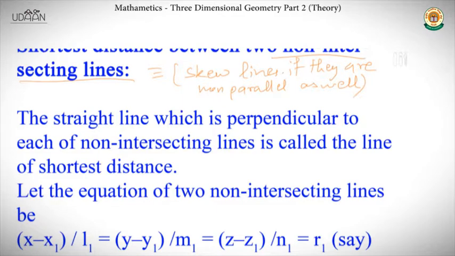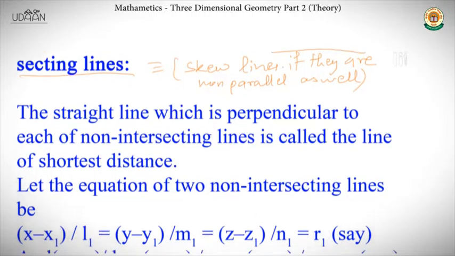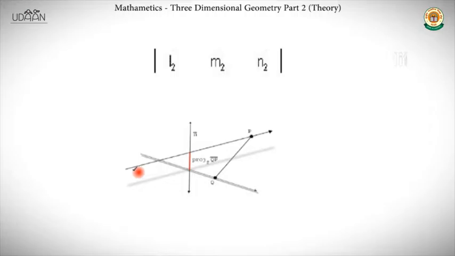The straight line which is perpendicular to each of the non-intersecting lines is called the line of shortest distance. Obviously, the straight line which would be normal to both the lines would be along the shortest distance. In the given diagram, we have this line and this, L1 and L2. Here, clearly it can be seen that the normal to the first line, which is normal to the second line as well, only gives the shortest distance.